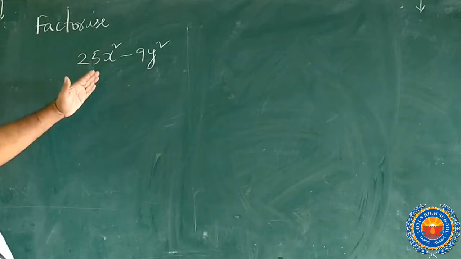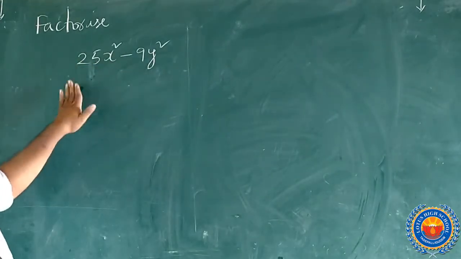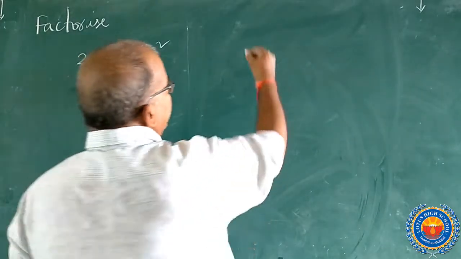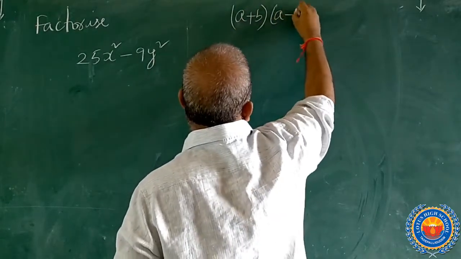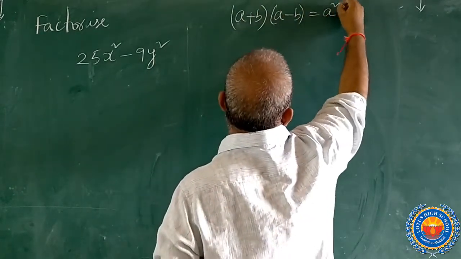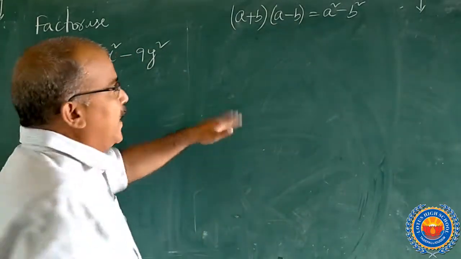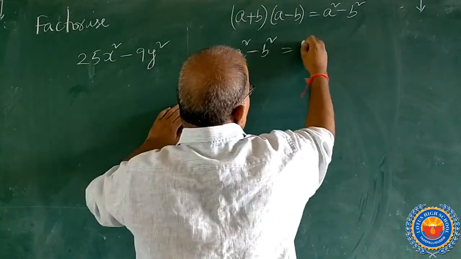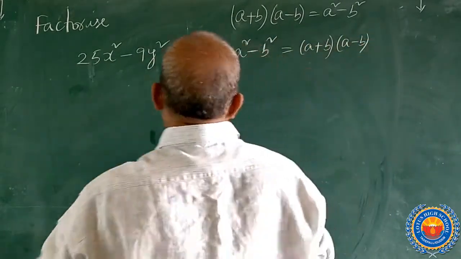So one more sum. Factorize 25x square minus 9y whole square. Maybe it looks like a square minus b square. What is the formula actually? A plus b into a minus b is equal to a square minus b square. If it is multiplication, you should write that formula. If it is factorization, you should write the reverse: a square minus b square is equal to a plus b into a minus b.